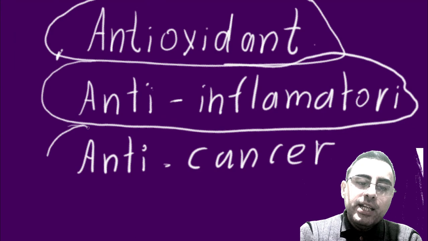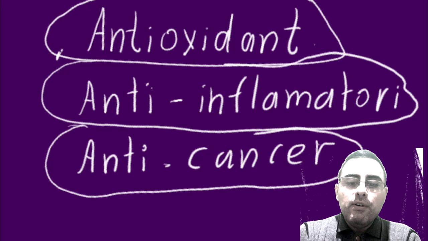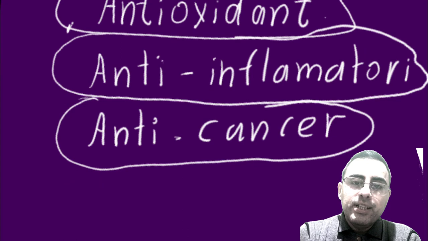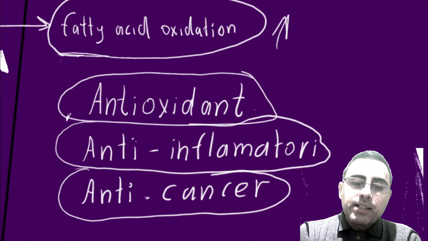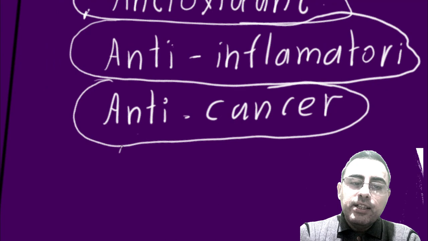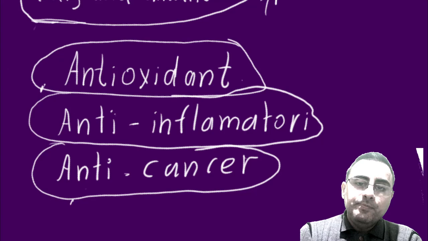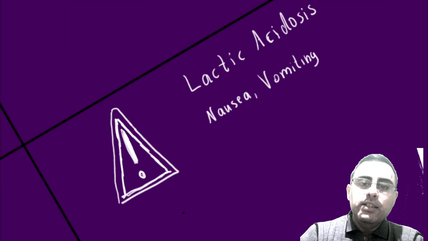Metformin has anti-cancer action. Especially, it decreases the risk of hormonal cancers, like prostate cancer, breast cancer, ovarian cancer, and endometrial cancer. But we also have some studies according to which metformin has anti-cancer activity in the case of lung cancer and colorectal cancer also.